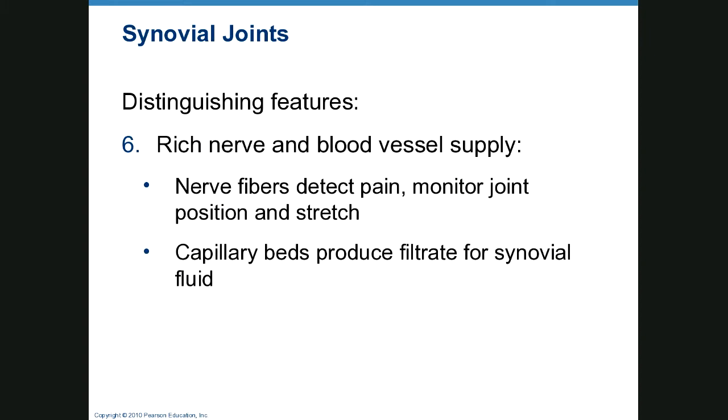Joints have a rich nerve and blood supply. Now, the actual cartilage in the joint does not, but the overall joint does. Now, these nerve fibers detect pain, injury, joint position, and stretch. The position of where you are in space is called proprioception, as you'll learn later on in the neurological material. But joint position lets you know where you are. Also, capillary beds produce a filtrate.